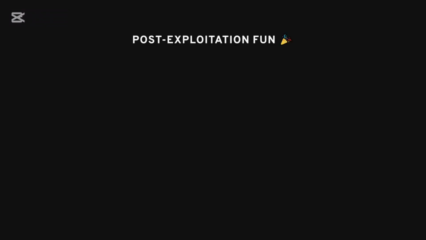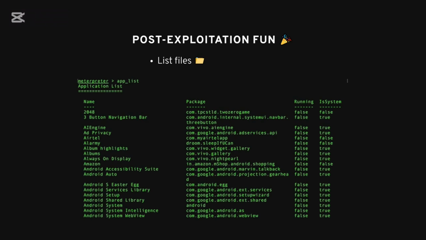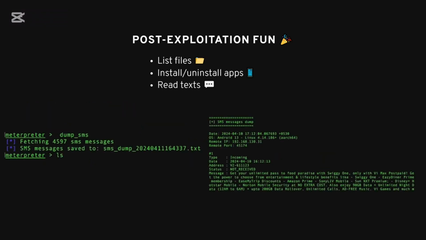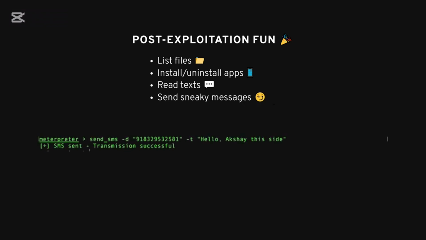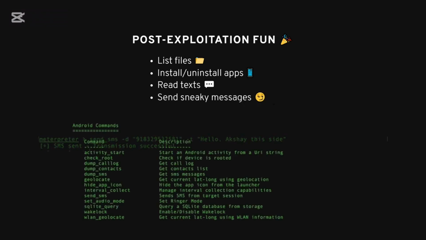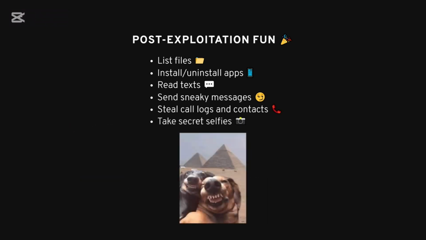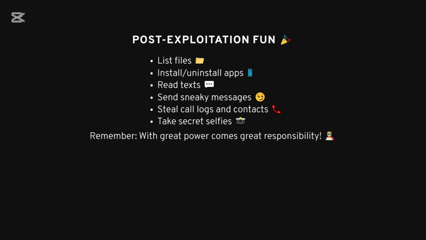So what can you do once you're inside the Android device? Quite a bit. Here are some cool post-exploitation tricks. You can list files, explore the file system, and download or upload files. Want to uninstall or install apps? Go for it. Need to read their texts? Type dump_sms to get all the stored messages. You can even use the compromised phone to text other people with this command. Steal call logs and contacts with simple commands, or take a sneaky selfie using their phone's camera. But remember, you didn't hear it from me.